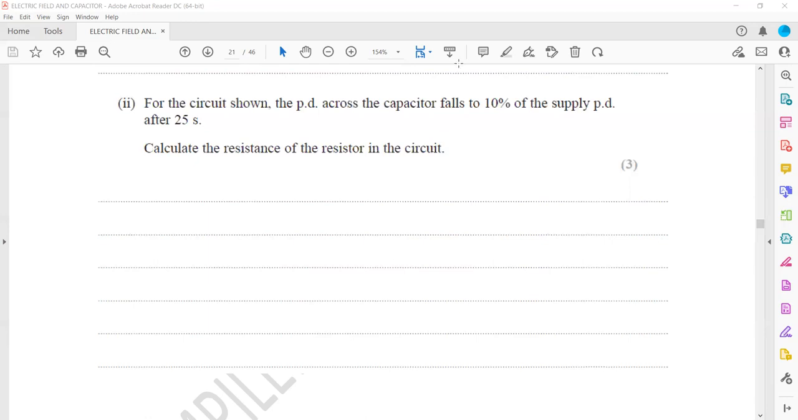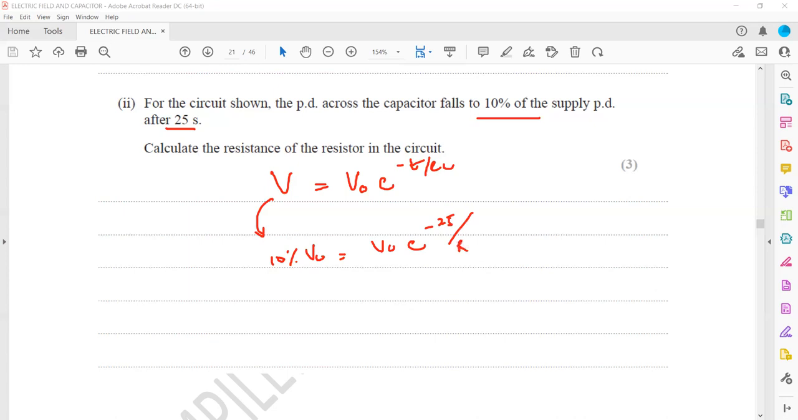For the circuit shown, the potential across the capacitor falls to 10% of the supplied potential after 25 seconds. Calculate the resistance. So we have the formula V equals V naught e raised to power minus t over RC. 10% is what is left, so V is 10% of V naught, equals V naught e raised to power minus t over RC, where t is 25, R we don't know, and the capacitance is 4700 micro.